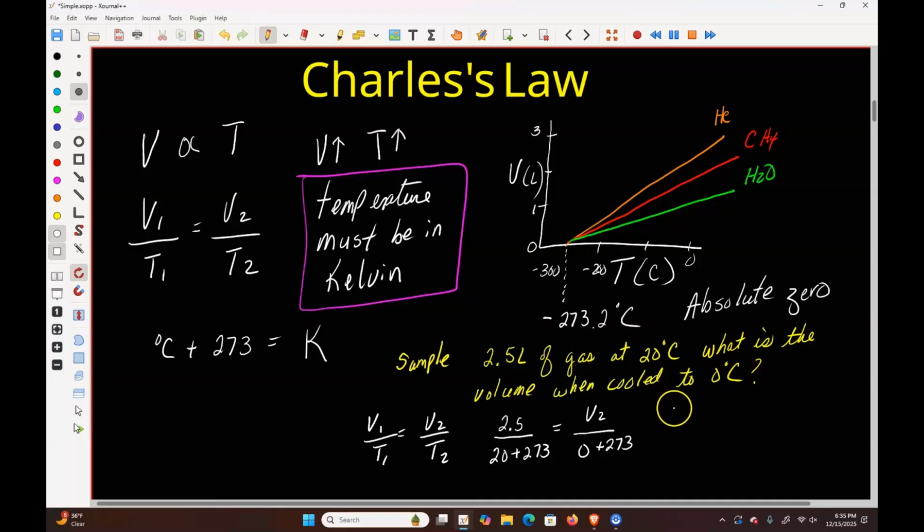So we would have 2.5 over 293 equals x over 273. Cross multiplying, solving for x, I would get 2.5 times 273 divided by 293. So that gives me 2.33 liters.